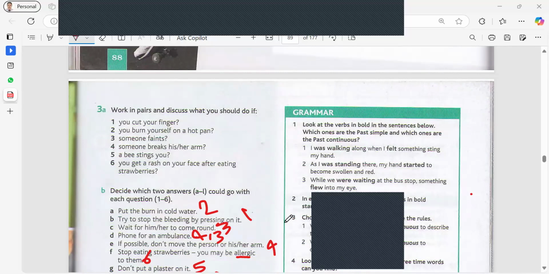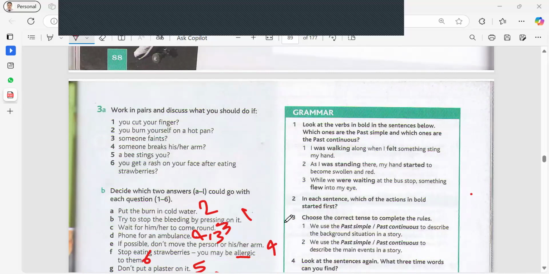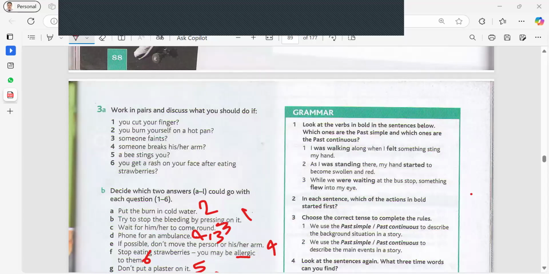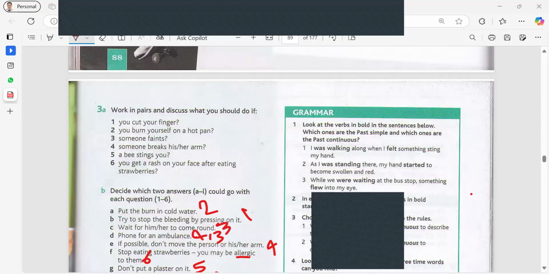Unit 10, recording 1. 1. If you cut your finger, the first thing you should do is try to stop the bleeding. You can do this by pressing on the area. You could also put your finger in cold water, then keep it up above your head. Obviously, if it's a bad cut and quite deep, you should see a doctor or go to hospital.